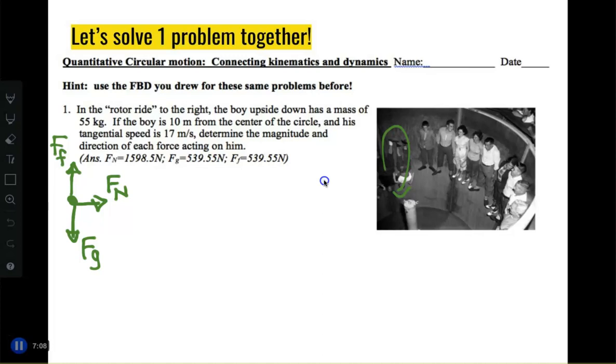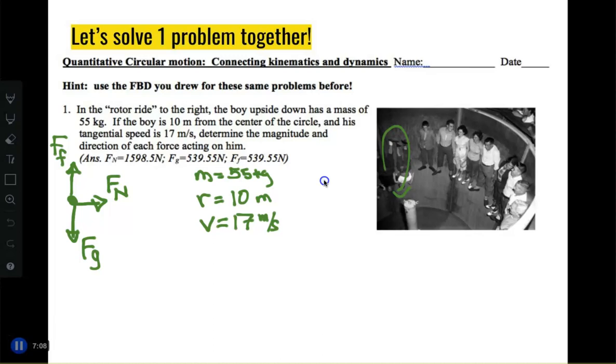So what we know from the problem is that the mass of the boy is 55 kilograms. We know the boy is traveling in a circle that has a radius of 10 meters, and that his tangential velocity, or tangential speed, is 17 meters per second. And so we're going to try to determine the direction and magnitude of each force on the boy.